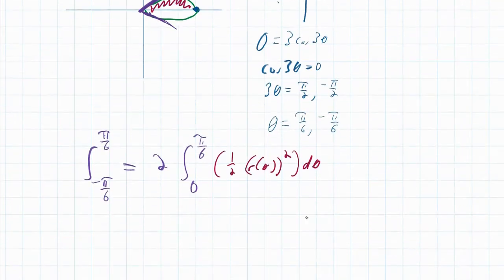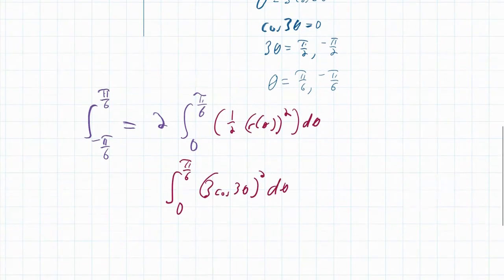So 2 times the 1/2 is 1. We get the integral from 0 to pi over 6. My r of theta is 3 cosine of 3 theta squared d theta. And then 3 squared is 9.